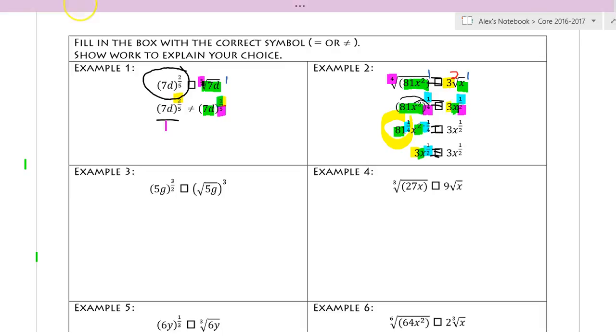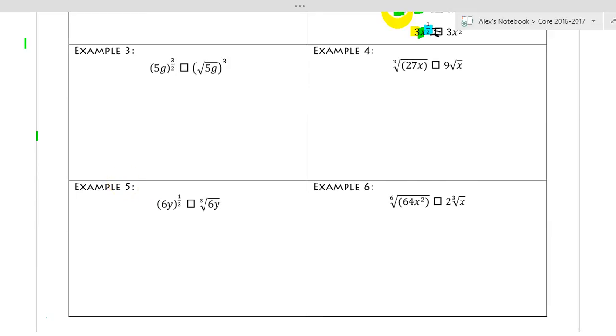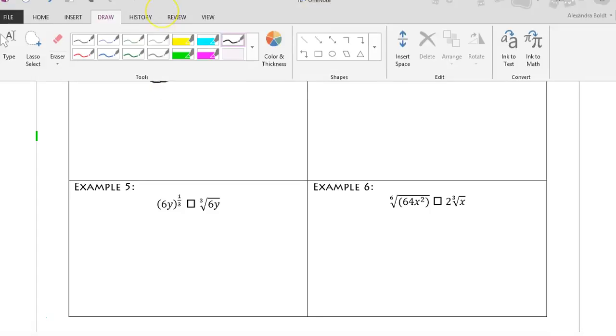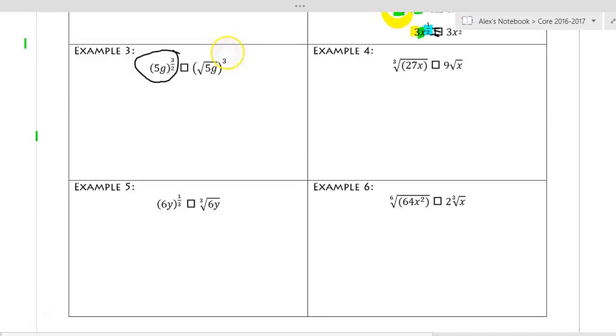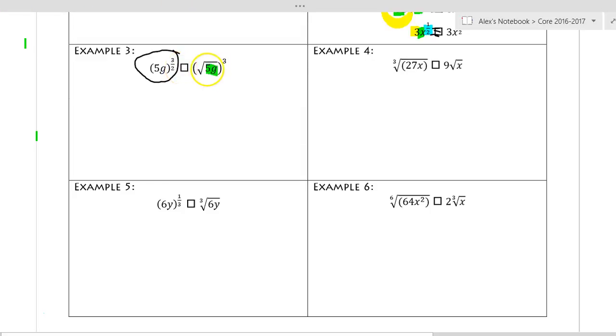Let's look at example 3. I have 5g to the 3/2 and the square root of 5g to the 3rd. The left side is already done. It's already in exponential form. The right side, however, is not. Okay? So I'm first going to pick out what my base is. My base is 5g. That's what's under my radical. Both of those are under the radical, so I have to use parentheses.